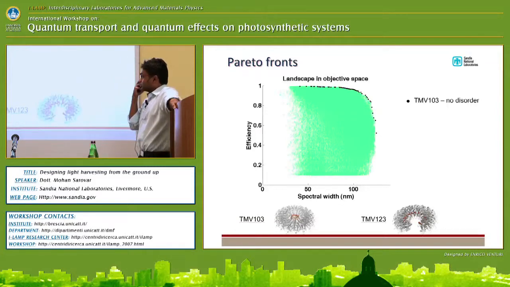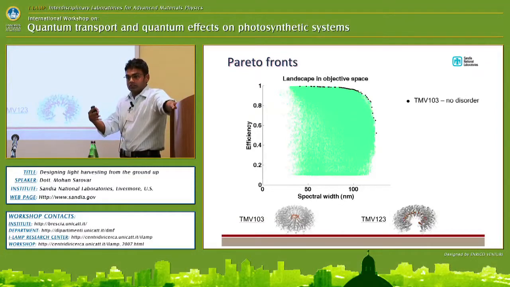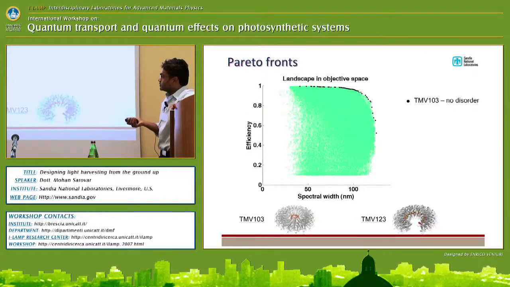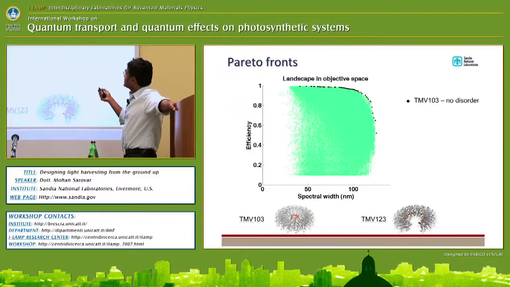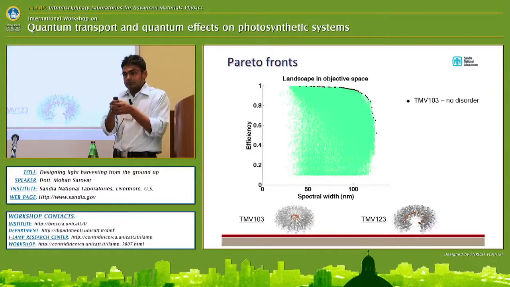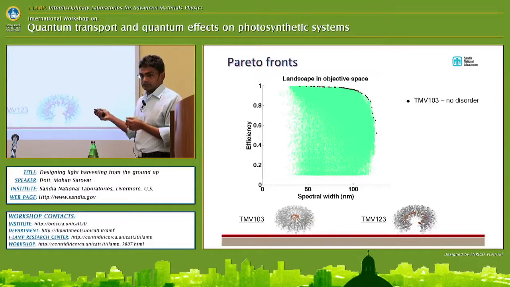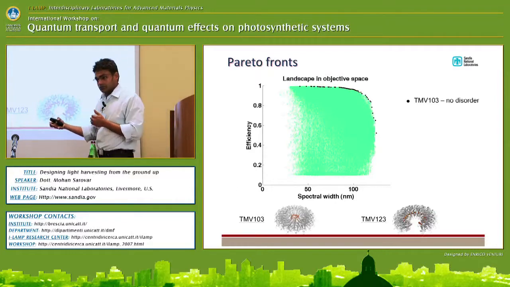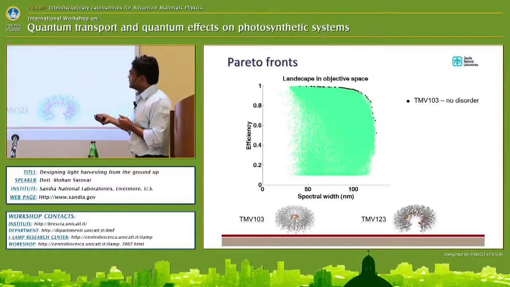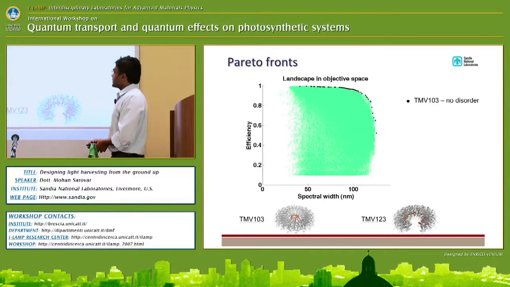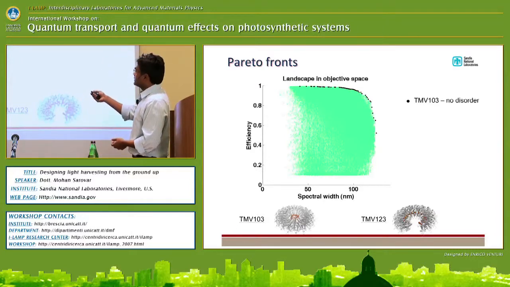Okay, so this is our first Pareto front. We throw in that structural model, we throw in that dynamical model, and then we optimize over these 13 parameters, and we want to capture what kind of efficiencies and spectral widths you can achieve. So this is for the TMV 103 system. This is the very dense packing of chromophores. And these green points are all the solutions that you generate. This is done by genetic optimization, by the way. So there's some randomness to this protocol. This is not a deterministic optimization. But what you see is a very strong Pareto front emerging. So that's these black points.